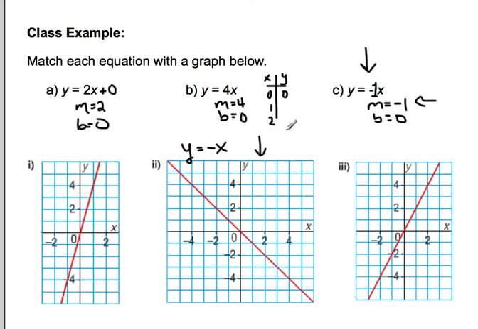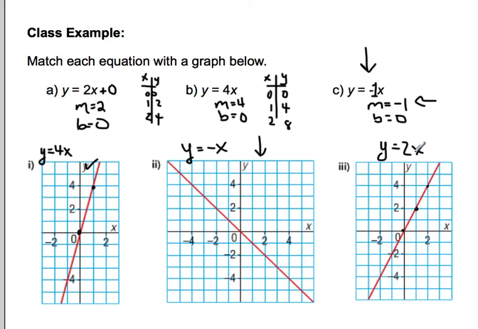We know that's 0. That would be 4, and that's going to be 8. So now I go 0, 0, 1, 4, 2, 8. I know that this is y is equal to 4x. I can do the same thing over here. 0, 0. I know 1, 2, and I know 2, 4. If I create my table, 0, 0, 1, 2, and 2, 4. Okay, so I know that this is y is equal to 2x.